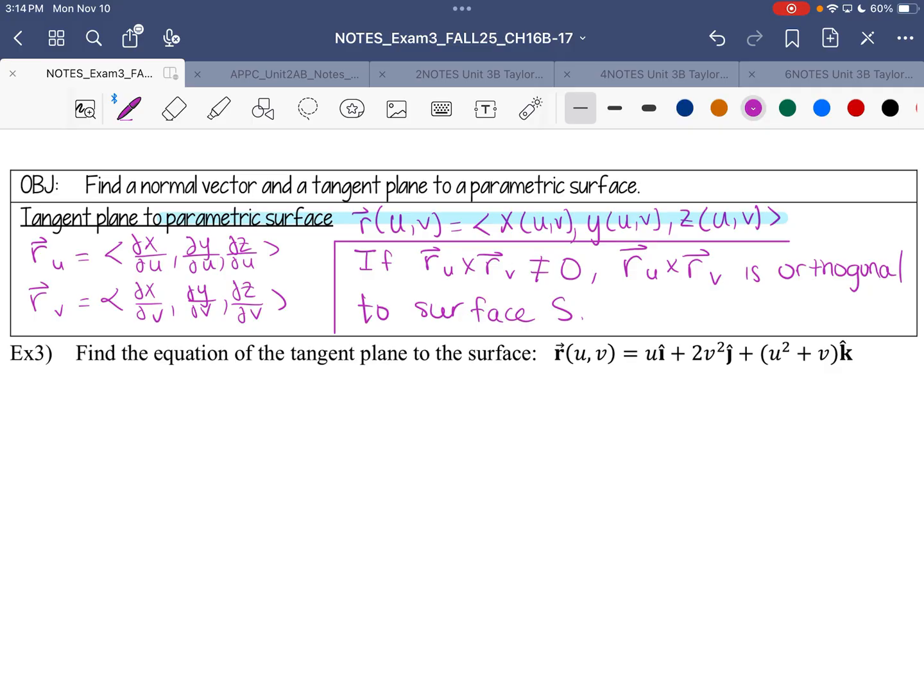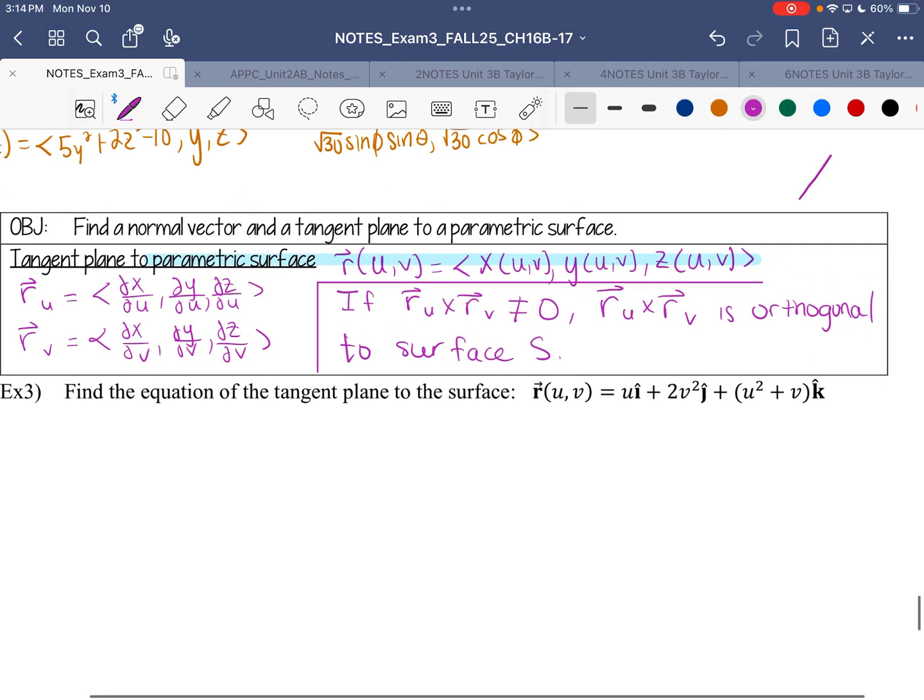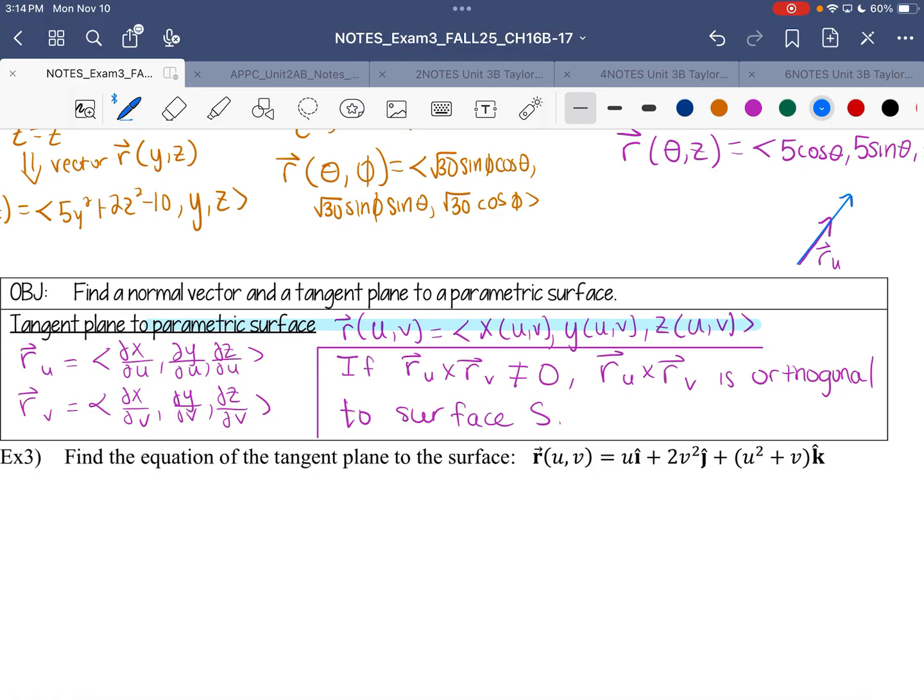As long as the cross product of something doesn't equal 0, it yields an orthogonal vector. Think about if you have R_u and then you have R_v. If their cross product equals 0, that means they're actually parallel. It's like a parallel check. And then you wouldn't be able to write a tangent plane to a surface because those functions would be going in the same direction.